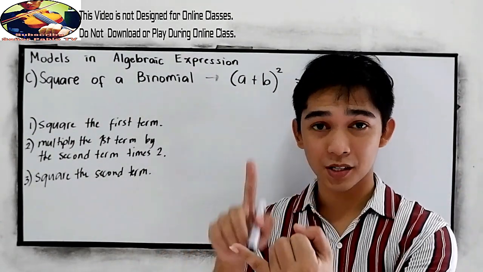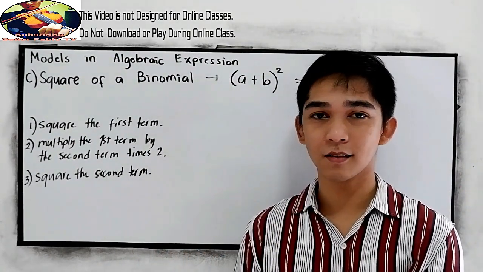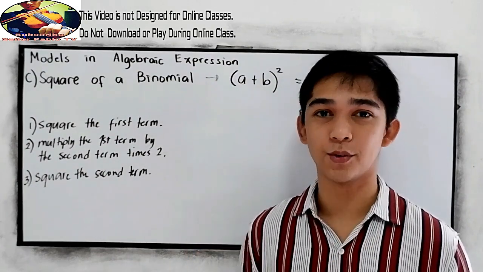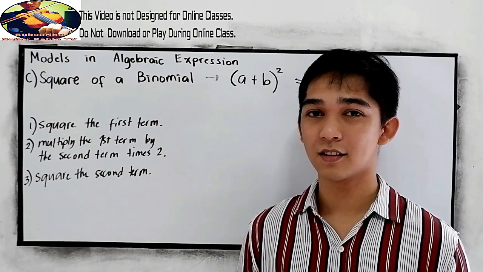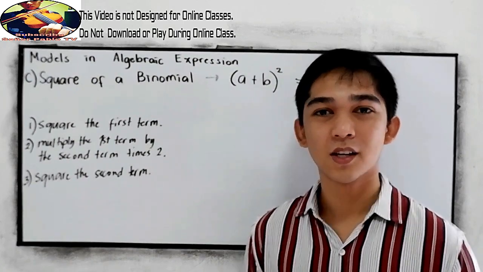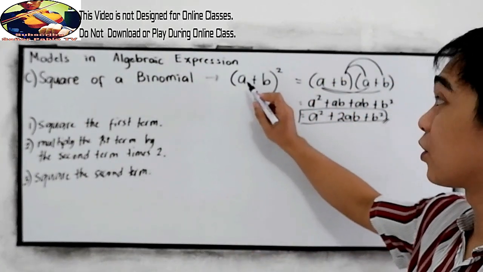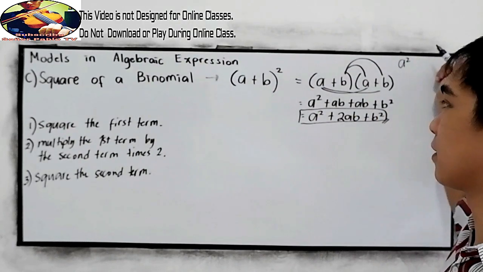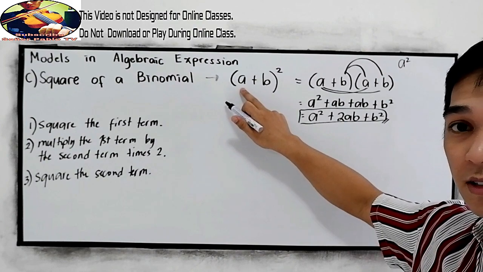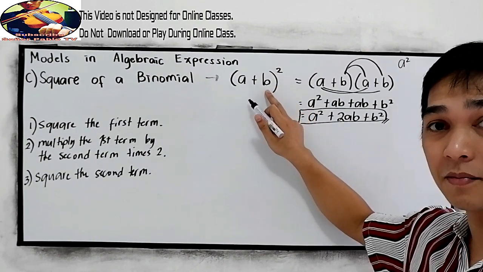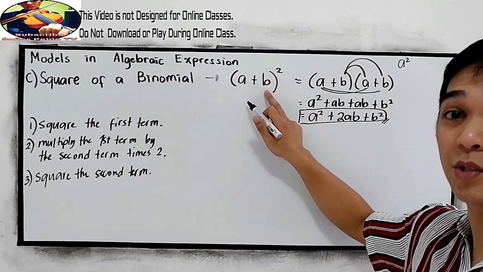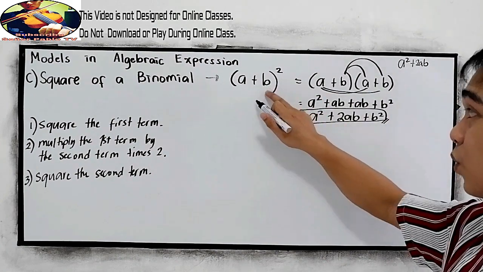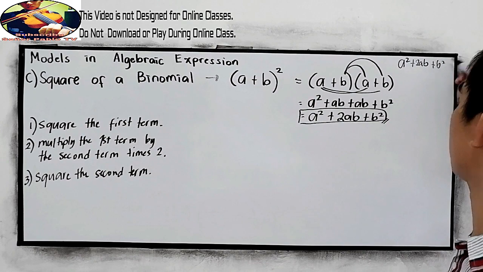So square the first term. Second, multiply the first term and the second term times 2. And the third, square the second term. So let us try here. Square the first term. That will give us a squared. Multiply the first by the second term. So AB times 2, plus 2AB. Square the second term, plus B squared.